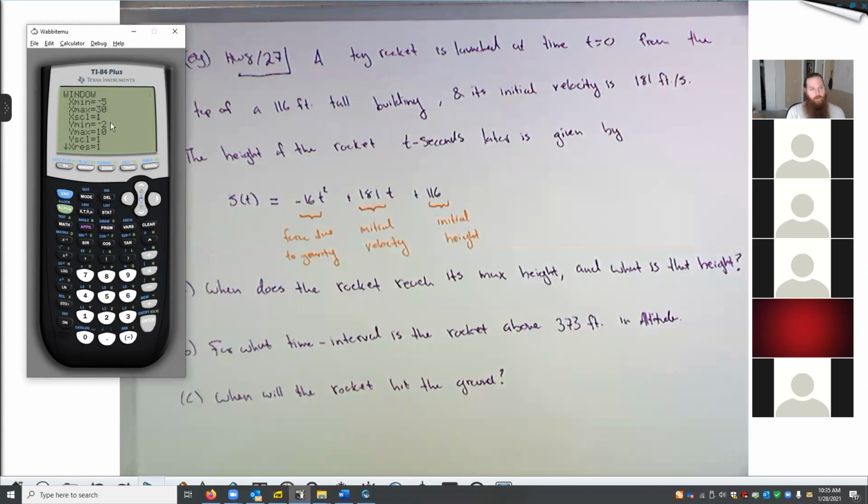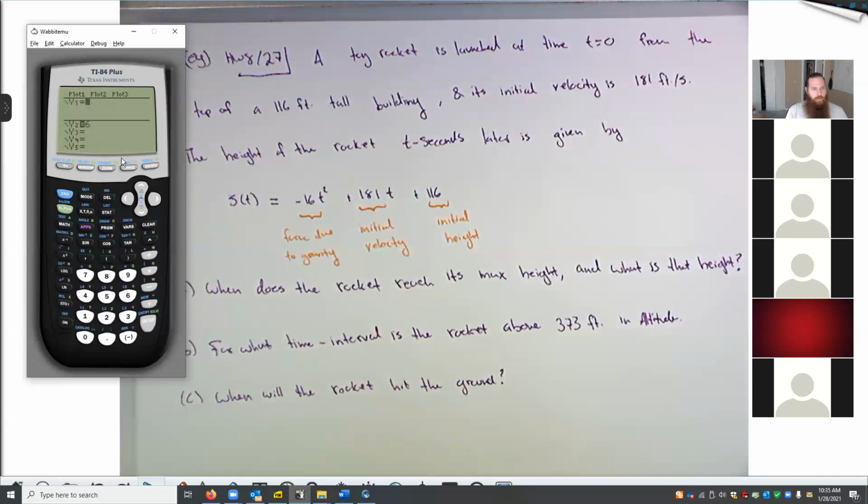I'll keep the x scale at 1. Y min, I'll keep that at -2, even though I know I'm not interested in any negative y values here. I know that my rocket is starting at 116 feet off the ground, and it's going up from there. So my y max of 10 is nowhere near big enough. I'm thinking like 500 is a good place to start. I'll keep the scale and resolution the same. Let's try this window and see what we get.